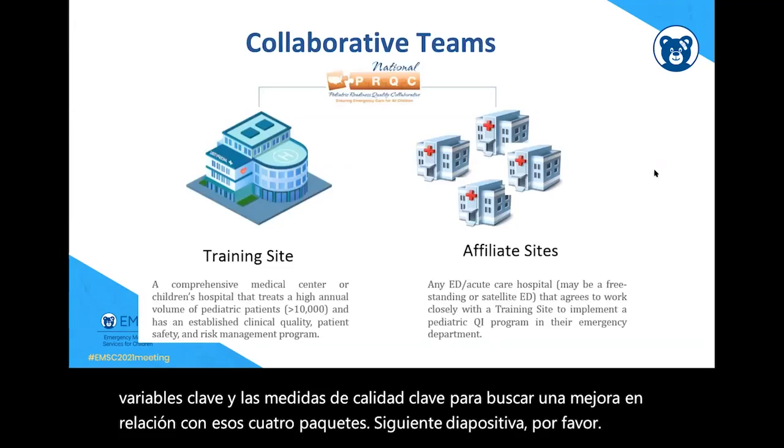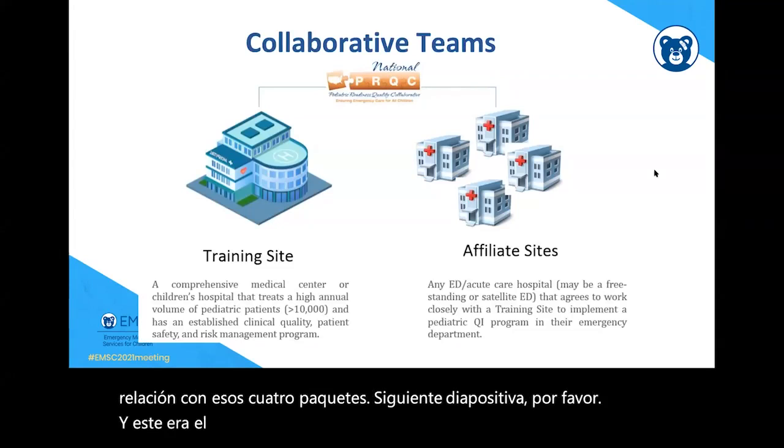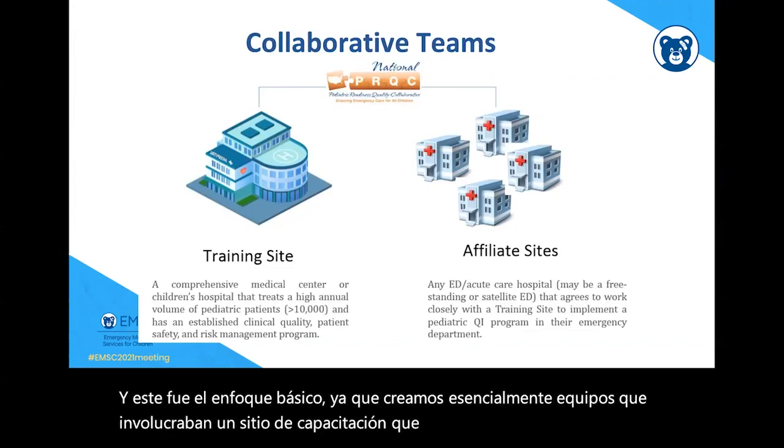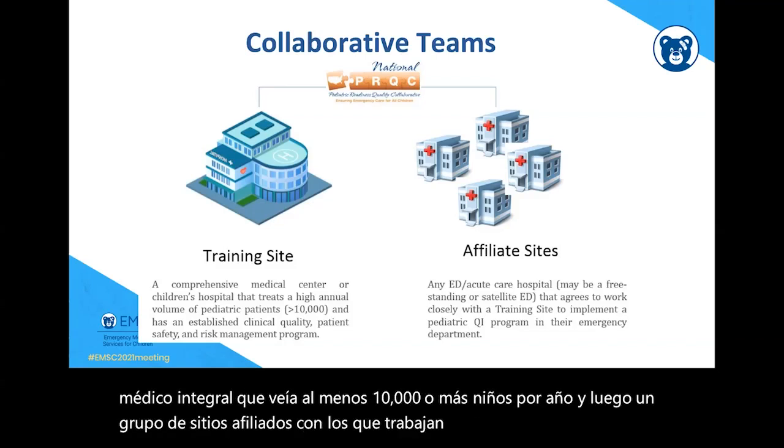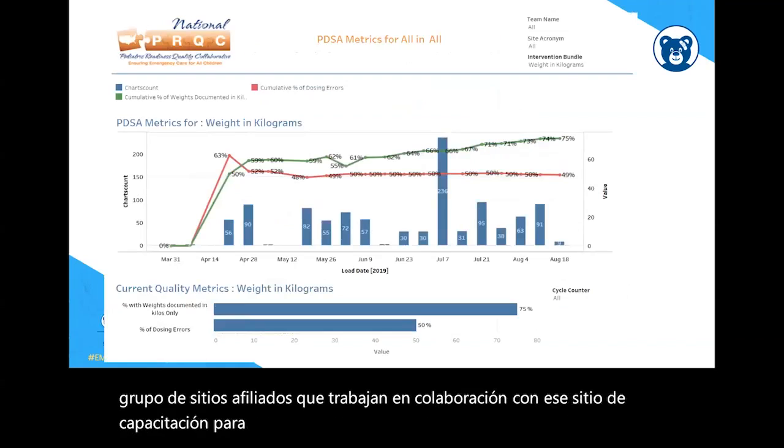This was the basic approach, as we created essentially teams that involved a training site that was essentially a comprehensive medical center that saw at least 10,000 or more children per year, and then a group of affiliate sites that work collaboratively with that training site to implement best practices based on the regional challenges that they were facing. Go to the next slide.